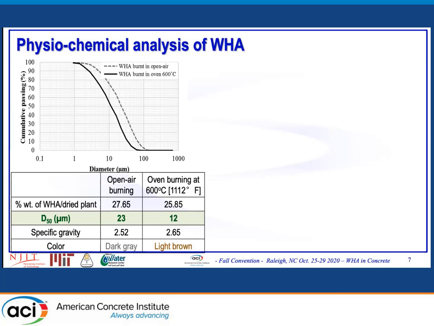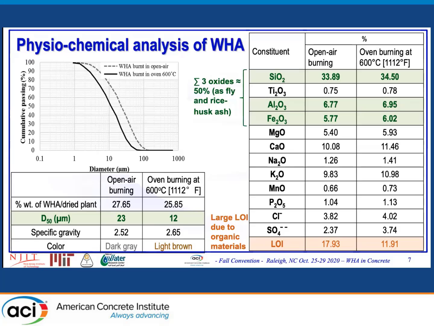So the closed burning conditions resulted in a light brown ash, which is good, and the other one, which is burned in open air, resulted in dark gray ash. So we did the chemical analysis of this ash.